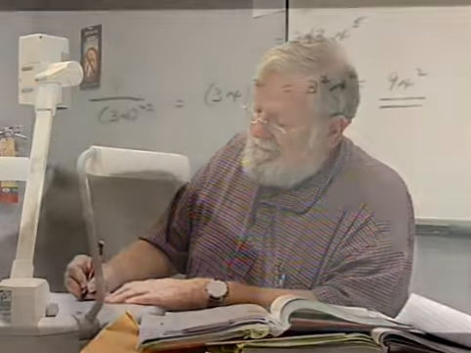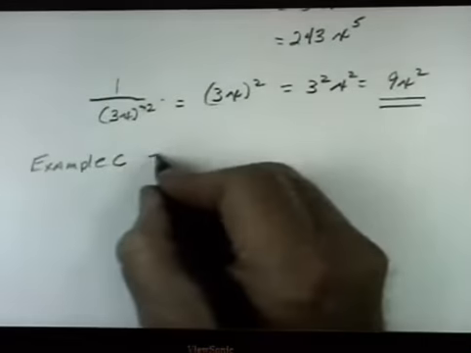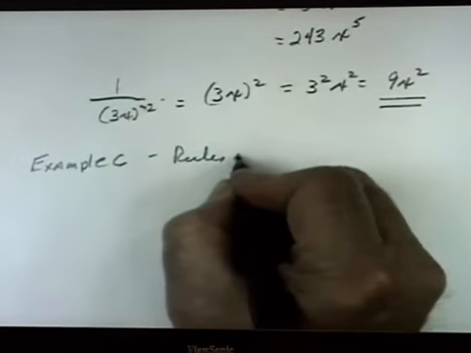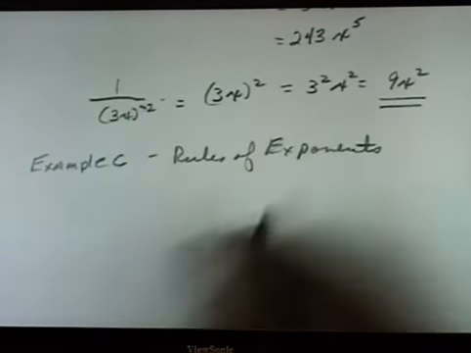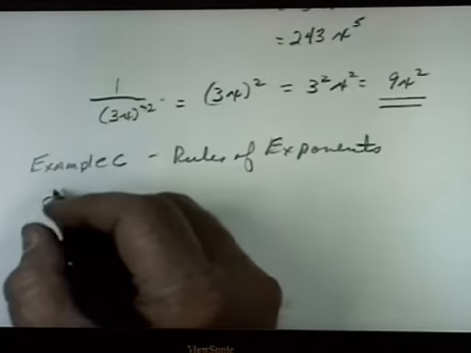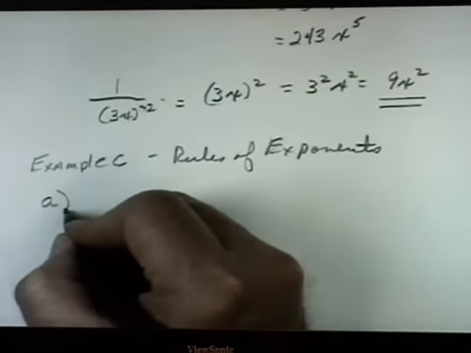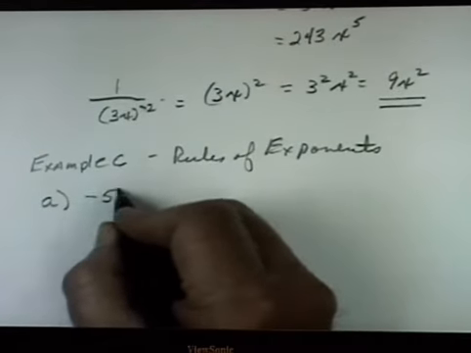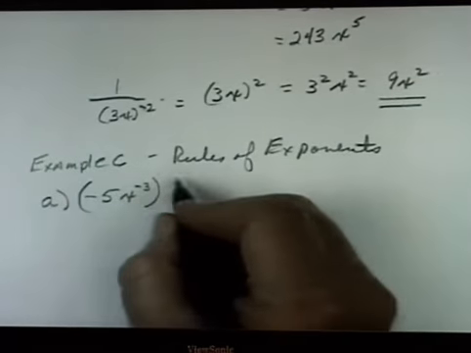Example number 6. Again, using the rule of exponents. Okay. Number A, they want us to evaluate this, and they want us to rewrite it with only positive integers. So we have a minus 5x to the minus 3 quantity squared.